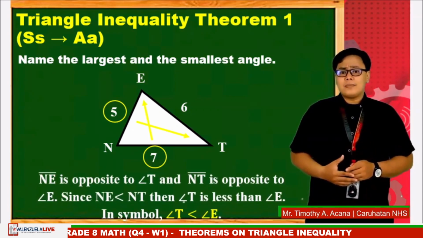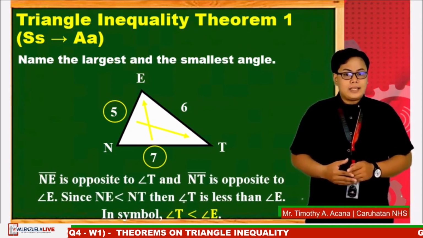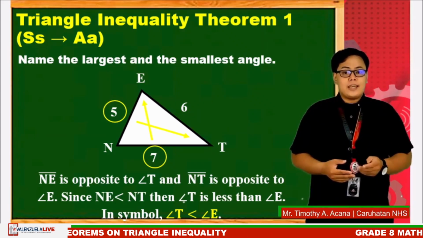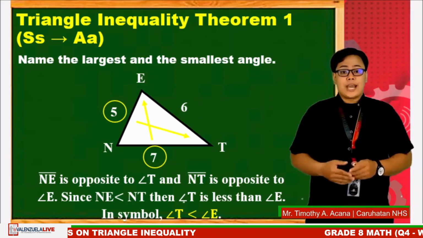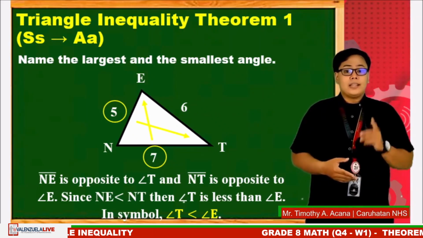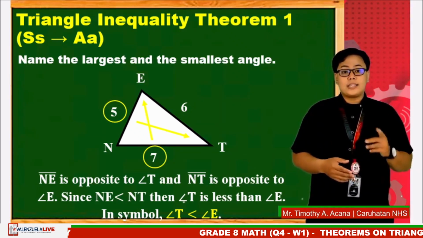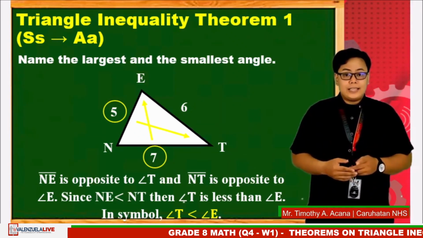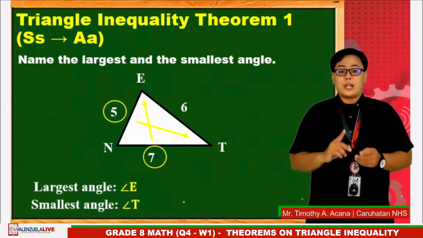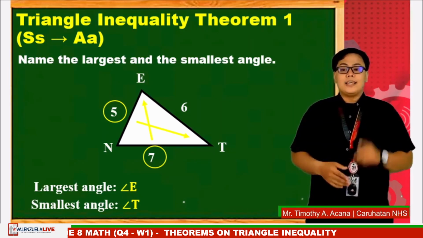Side NE is opposite to angle P, and side NT is opposite to angle E. Since the length of side NE is less than the length of side NT, then angle P is less than angle E, or in symbol, we have angle P is less than angle E. Therefore, the largest angle is angle E, and the smallest angle is angle P.